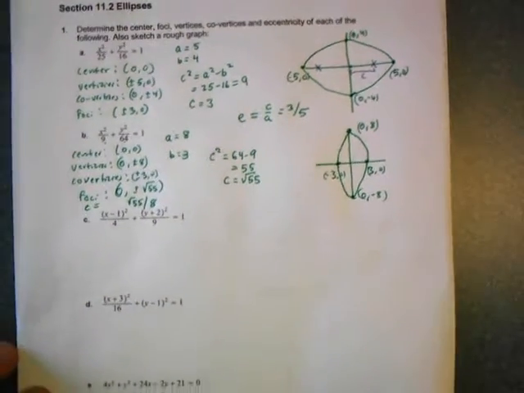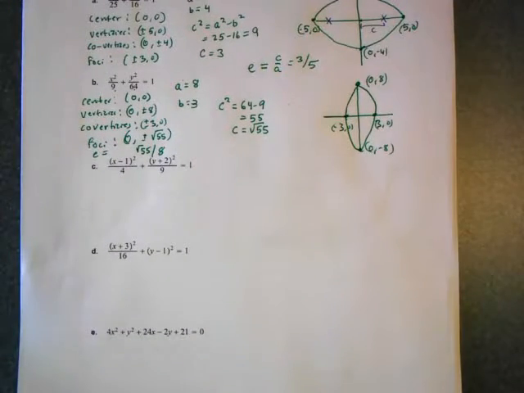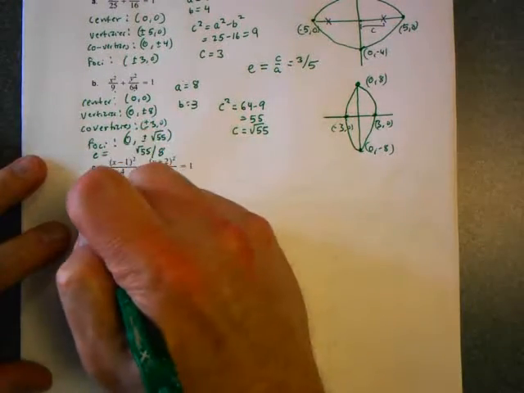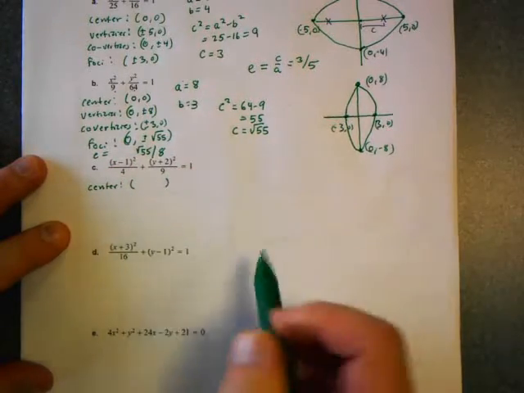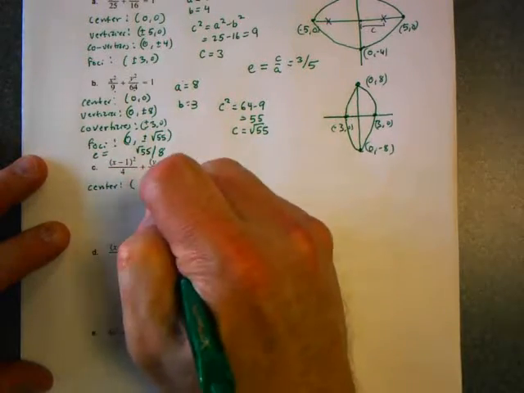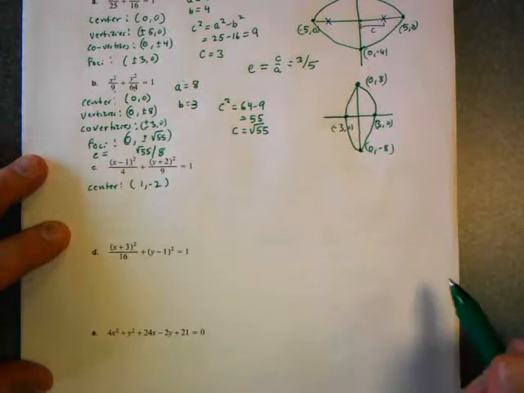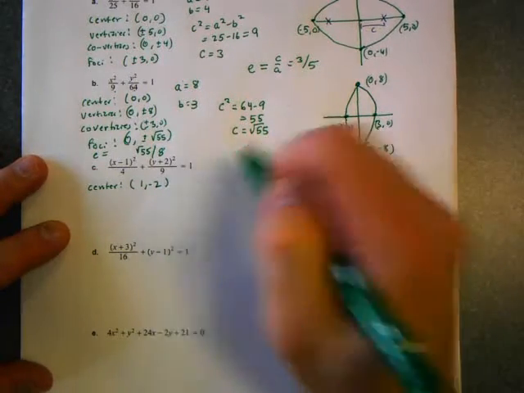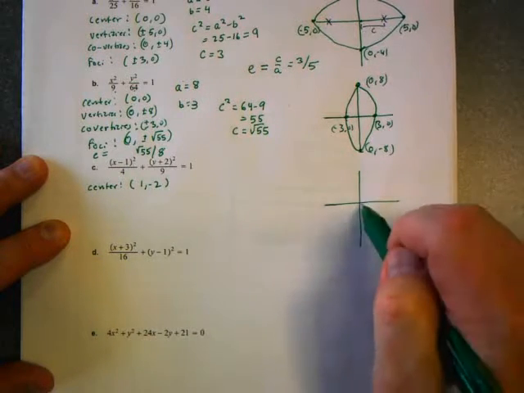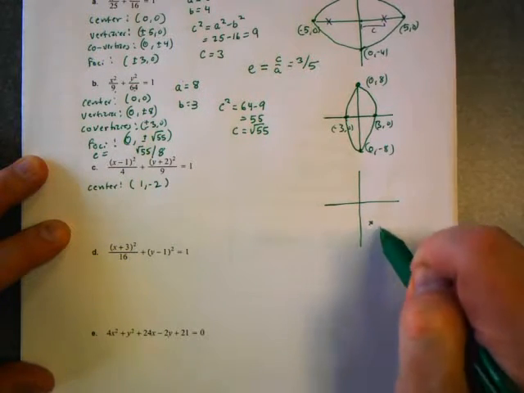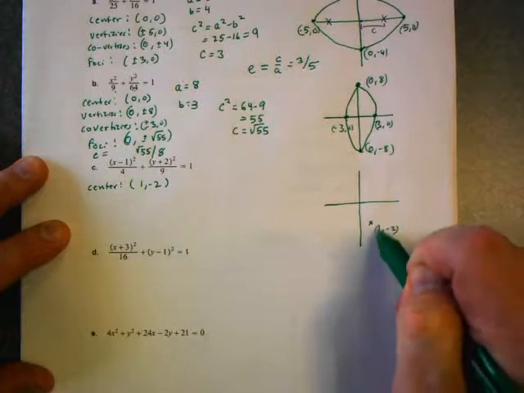All right. What's different about C? We have a different center. Where's our center? 1, comma, negative 2. So 1, negative 2 is right about there.